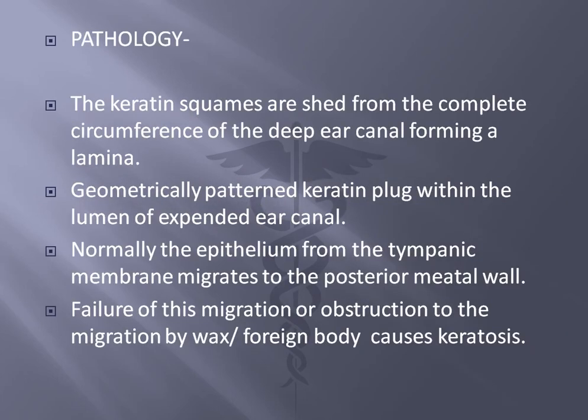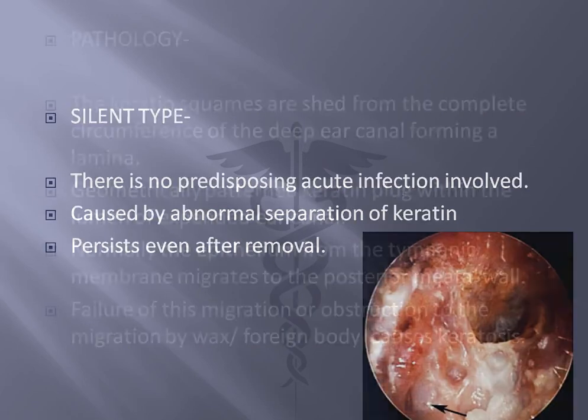So what's the pathology? The keratin squames are shed from the complete circumference of the deep ear canal, forming a lamina, and geometrically patterned keratin plugs within the lumen of the expanded ear canal. Normally the epithelium from the tympanic membrane migrates to the posterior meatal wall, and failure of this migration or obstruction to the migration by wax or a foreign body causes this keratosis.